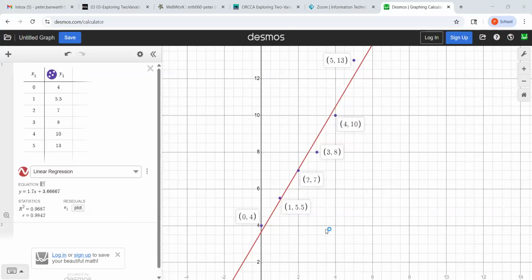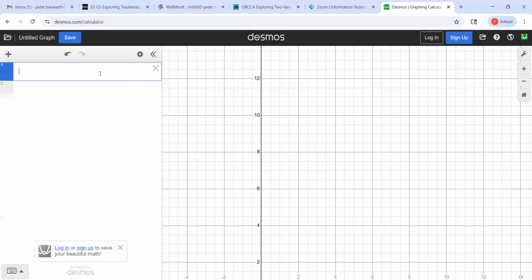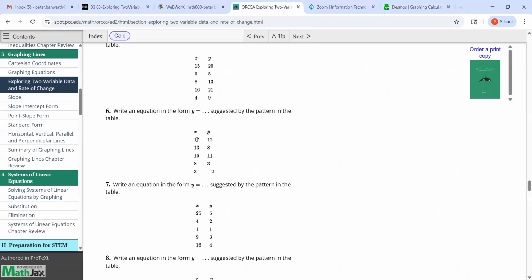All right, I just want to show you one more example because I think it's a good idea to do another example. And this one is from the textbook. So here we have a table, a set of numerical data, and we want to know if it could be linear and what that equation might be.